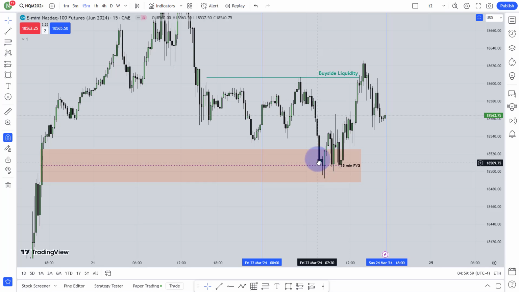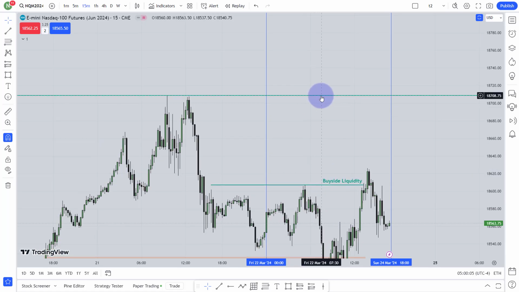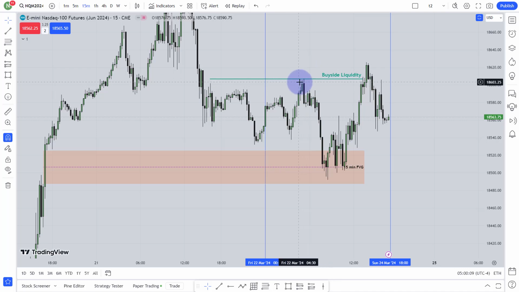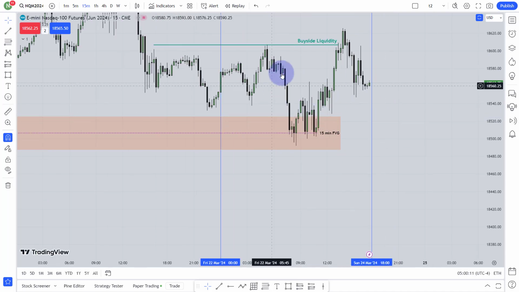When price came here, this candle, what do I have? This clean buy side liquidity. I don't need to hold it until that extreme buy side liquidity. I can go until that buy side liquidity. Okay, that will be my target. Now let's see what price has done.